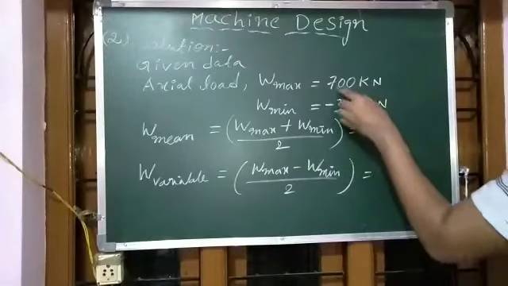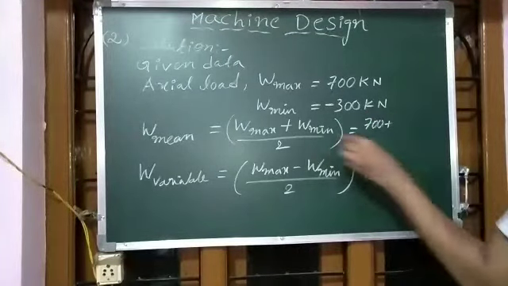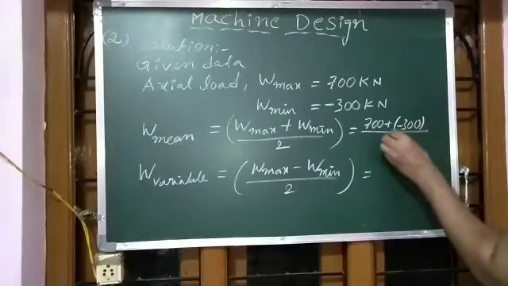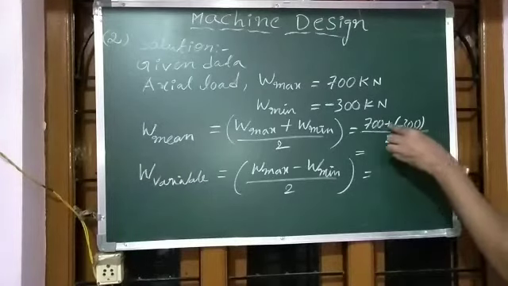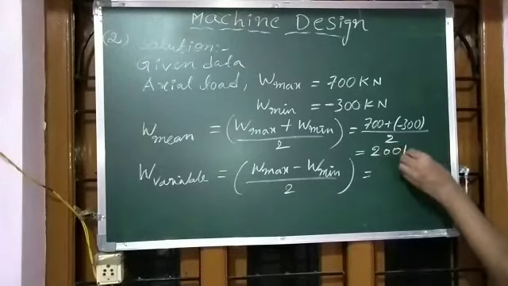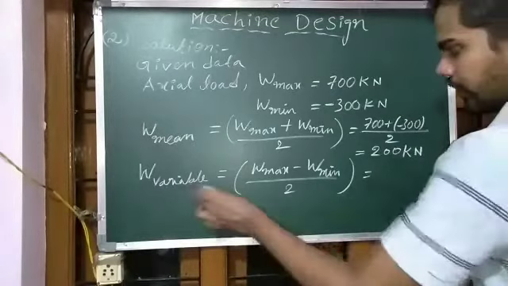Simply calculate the mean load here. The maximum load is 700 kilonewton, and the minimum load is minus 300 kilonewton, divided by 2. So 700 minus 300 is 400, divided by 2. The final answer is 200 kilonewton.